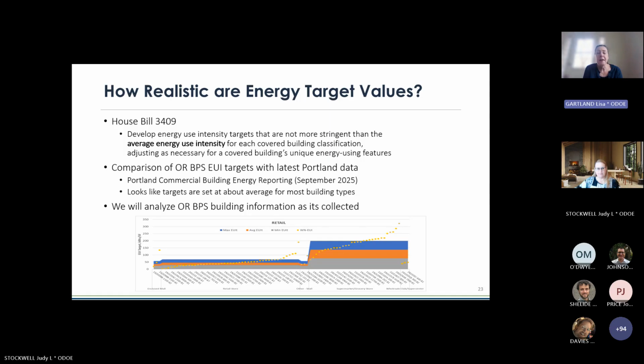So we are very aware that these targets carry a lot of weight, and we are looking at them carefully. We came up with values, but we are going to be comparing them as we go to what information we're collecting. We're already starting to compare them with the latest data from Portland's benchmarking program. And frankly, at this point, most building types look pretty good.